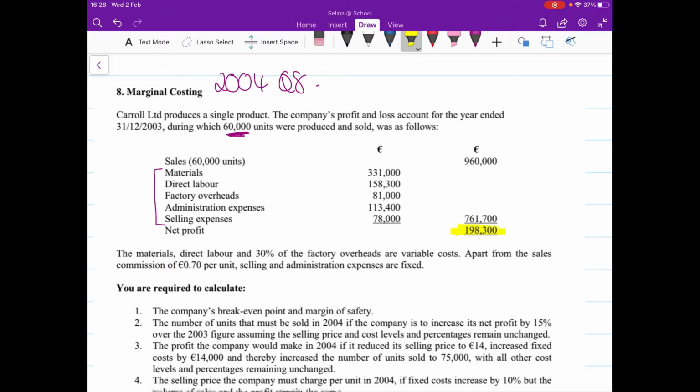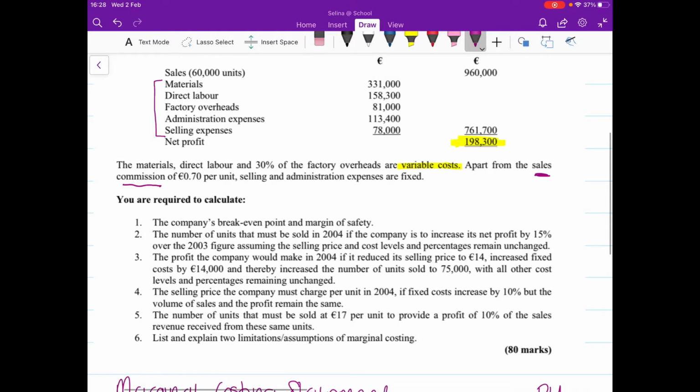€198,300. It then tells us that the materials, the direct labour and 30% of the factory overheads are variable cost. Okay, so that's all our information regarding variable costs. And then apart from sales commission of 70 cents per unit, selling and admin expenses are fixed. So the sales commission part is variable. Then the 6 parts of the question: we're starting off being asked to calculate the company's break-even point and their margin of safety, and then there's a few marginal costing statements that we'll need to do.